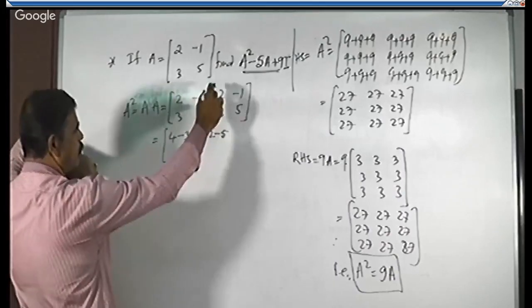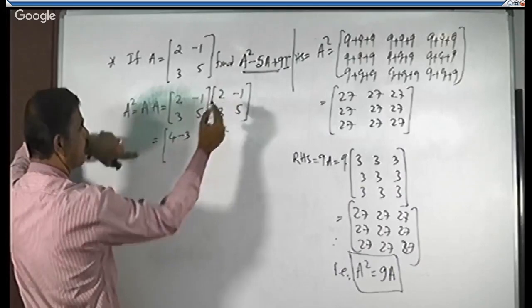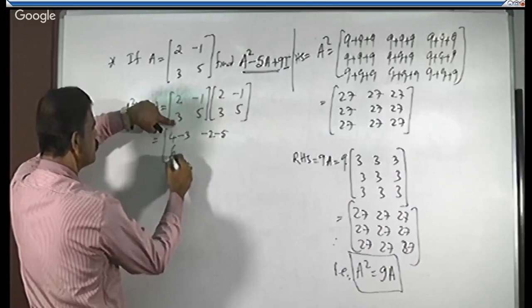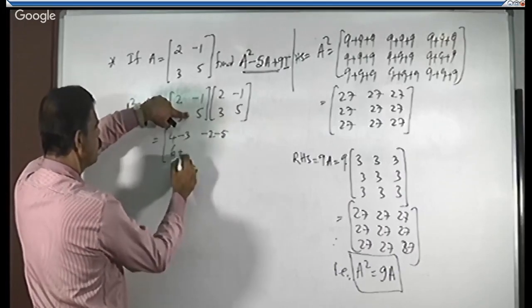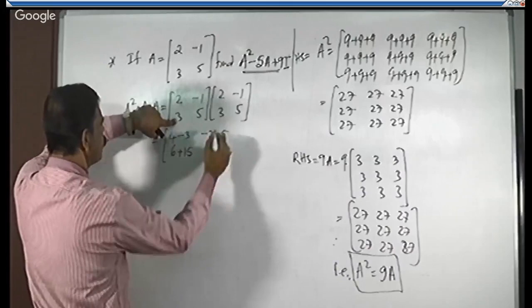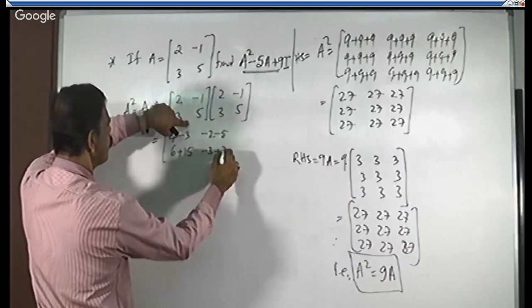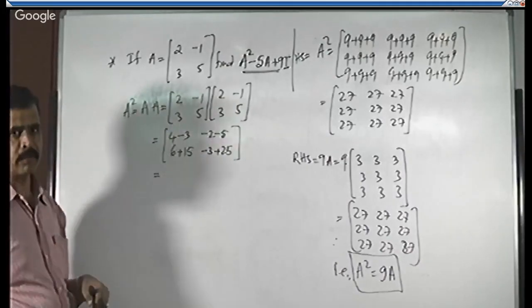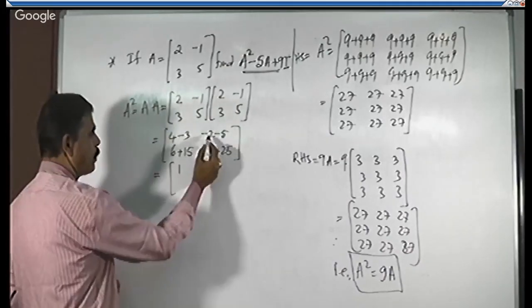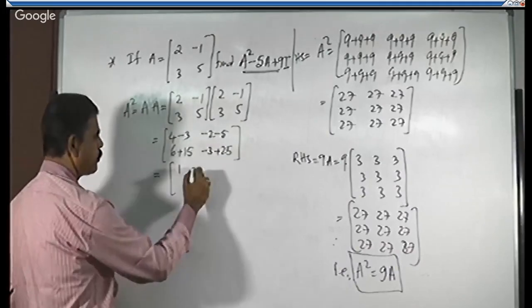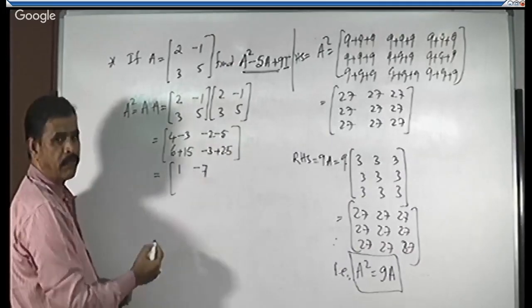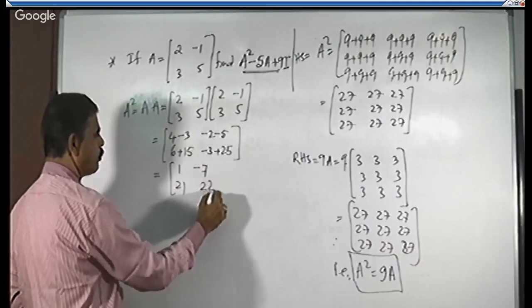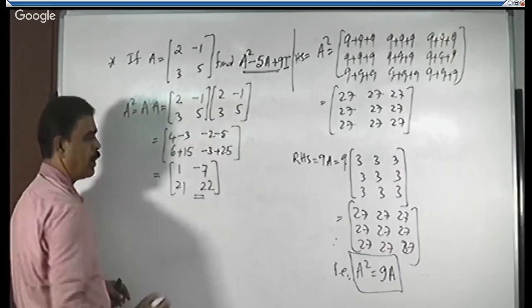First row is multiplied with first column, first row is multiplied with second column. Then move to the next row, second row into first column. 3 2s are 6, 5 into 3, plus 15. 3 into minus 1, minus 3, plus 25. It is 4 minus 3 is 1. Minus 2 minus 5 is minus 7. 6 plus 15, it is 21. Minus 3 plus 25 is 22. This is A square.